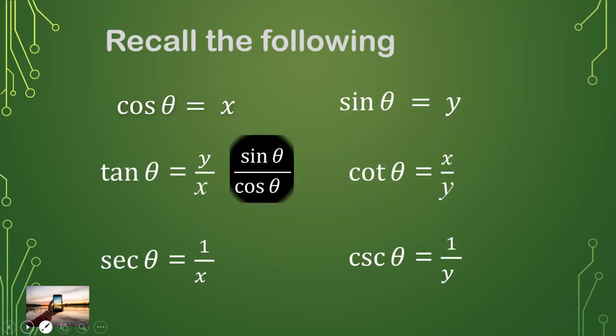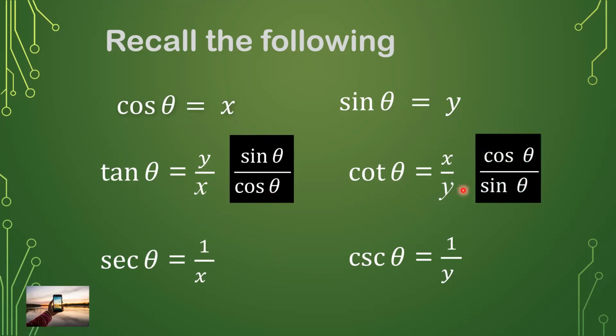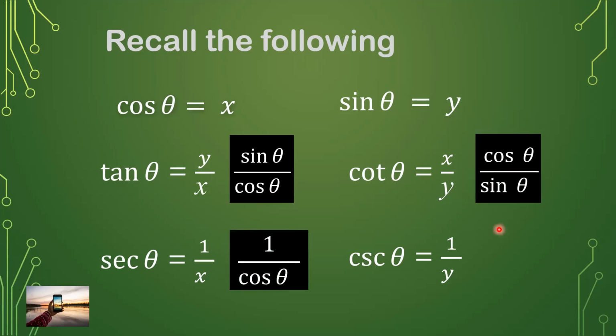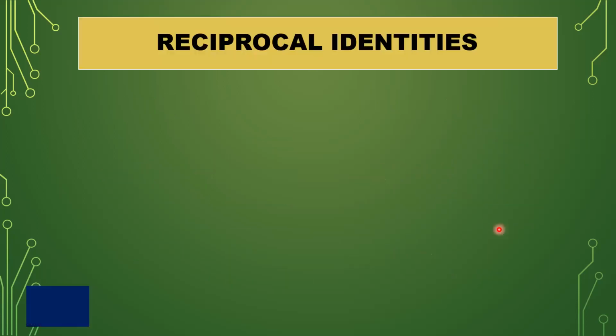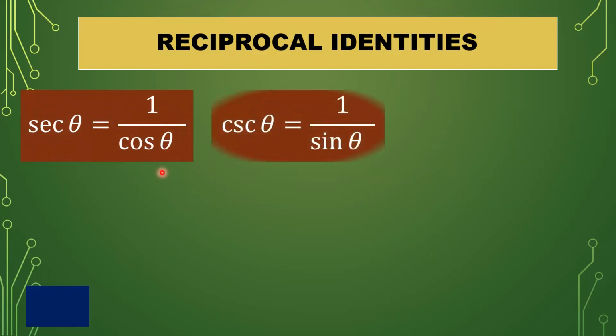Okay. So sabi din natin, since this is y over x, we can express tangent theta as sine over cosine. Likewise, cotangent theta can be expressed as cosine over sine, secant as 1 over cosine, and cosecant as 1 over sine. So yung mga reciprocal identities natin, we have the following. Secant theta is 1 over cosine theta. Cosecant theta is 1 over sine theta, reciprocal identities.